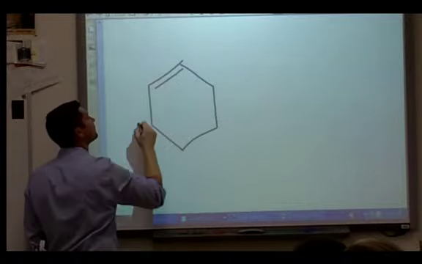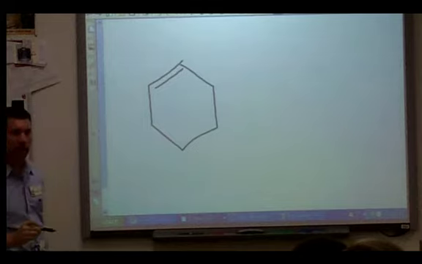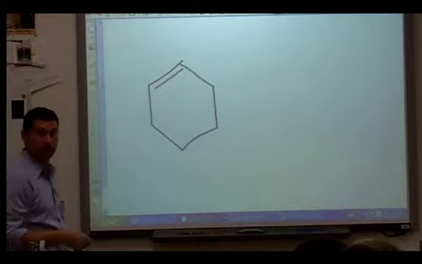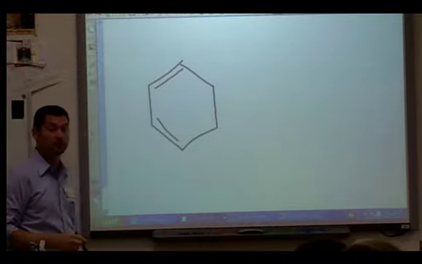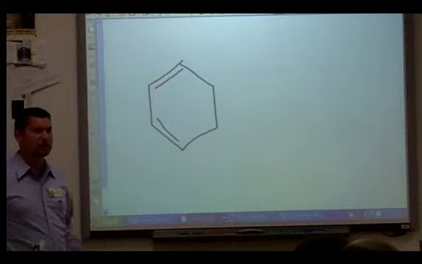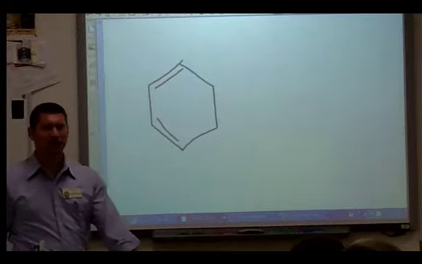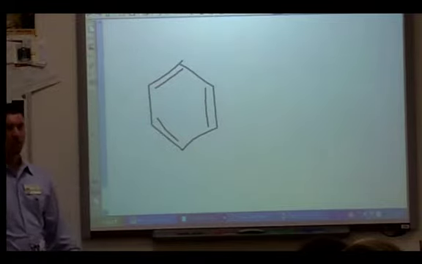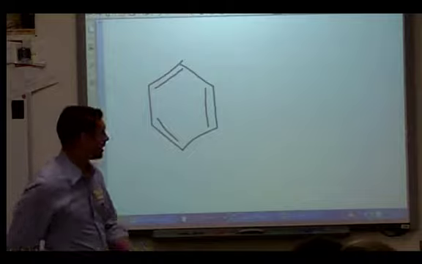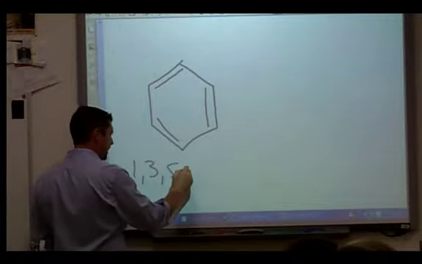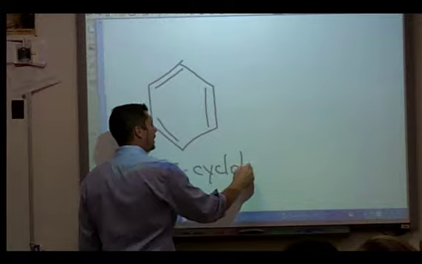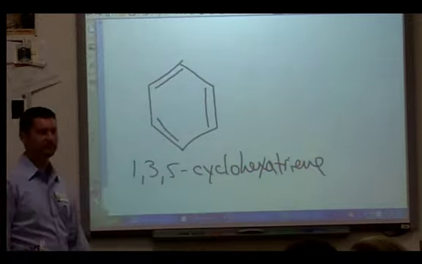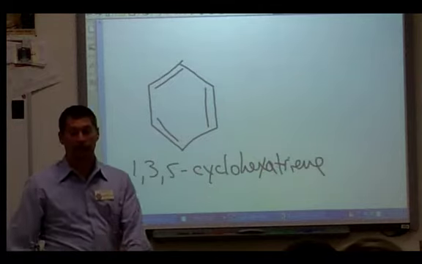Cyclohexane. Cyclohexene. You don't have to say 1 because it could be anyone. Now what are you going to do though? 1,3-cyclohexadiene. 1,3,5. I need to write this down. 1,3,5-cyclohexatriene. Benzene. That is a long name, and it's very, very common.